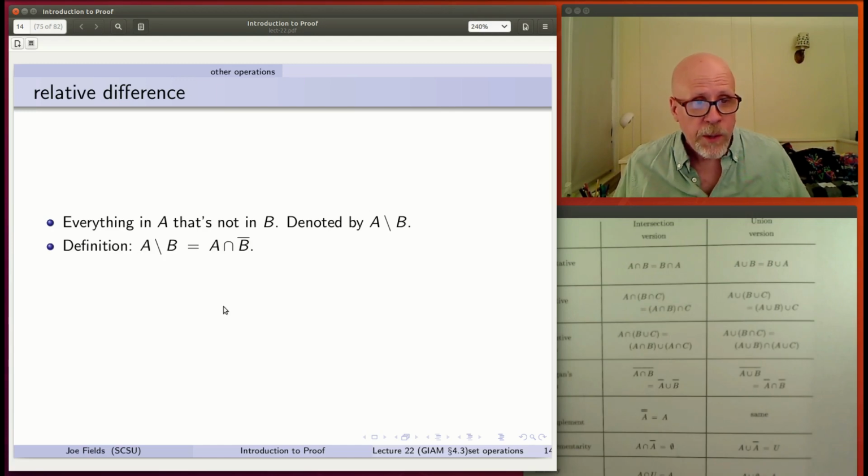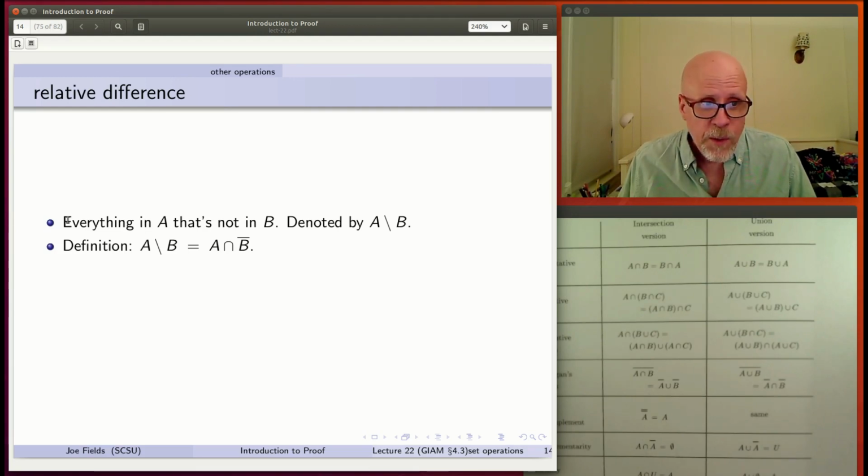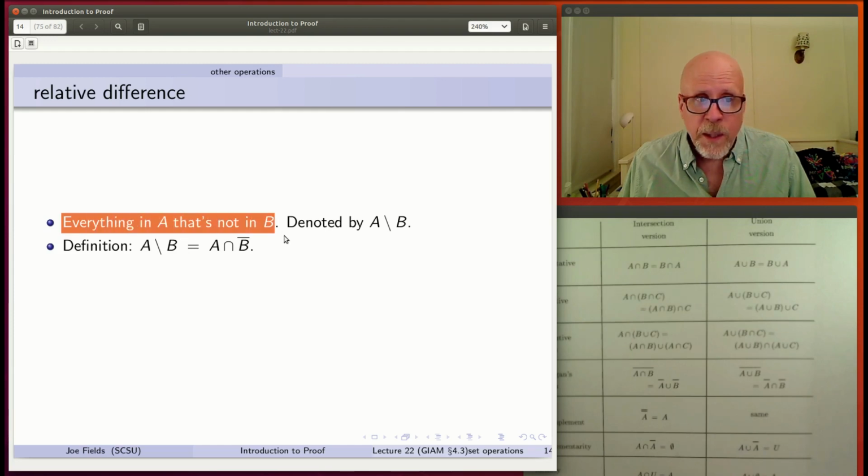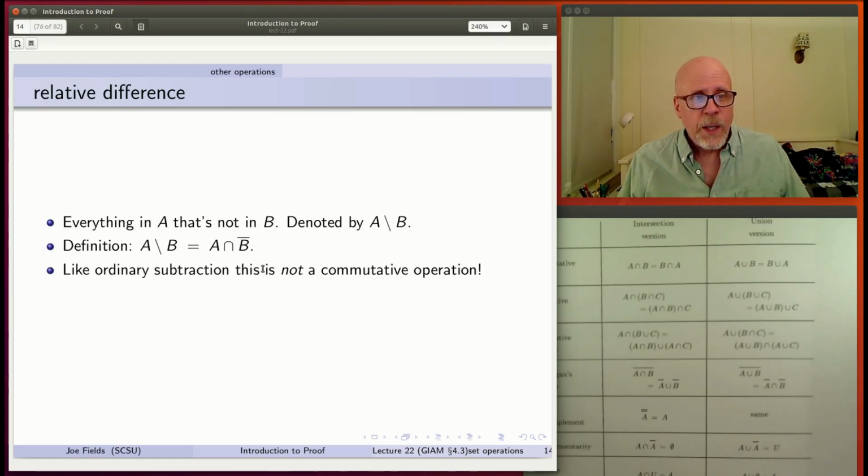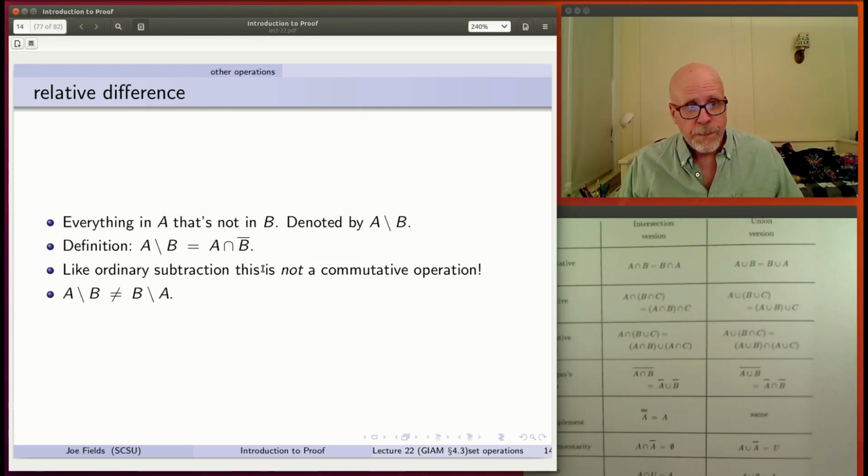Okay, so here's the definition of that set minus. It's the intersection of A with B's complement. Actually, that's pretty much what this first sentence says, isn't it? Everything in A that's not in B. So you want to take A, and things that are not in B would be intersected with that. Okay, so that's not a commutative operation, I'll point out. A minus B is not the same as B minus A.